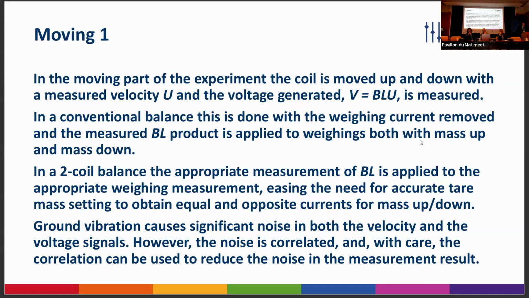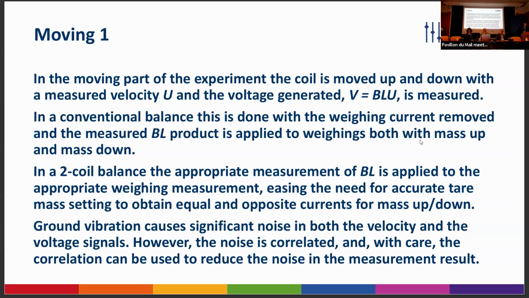So moving on to the moving part of the experiment, the coil is moved up and down with a measured velocity, and the voltage generated is measured. So in a conventional balance, it's done with the weighing current removed, and the BL product is applied to the weighings, both with the mass up and the mass down. But you do need to know that that BL product hasn't been affected by the linear effect of current on magnetic field. Otherwise, you'll get an error.